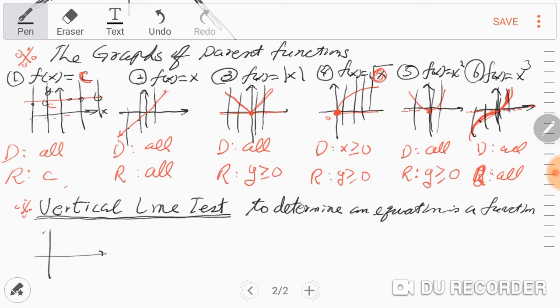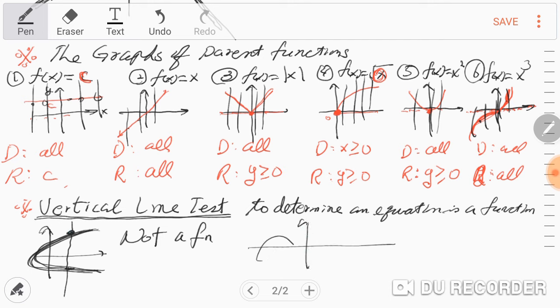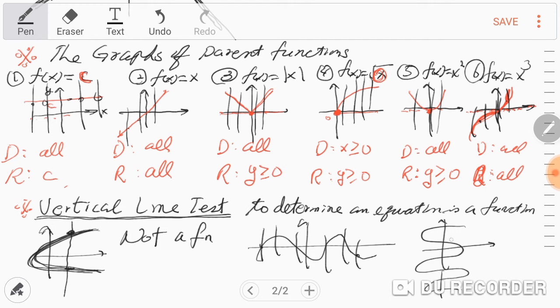So for example, how about this graph? I don't know what the equation is, but if the graph of the equation looks like this, then this is not a function, because once you draw a vertical line, it meets at two points. How about this? This is a function because if you draw a vertical line, it has only one intersection. How about this graph? Is this the graph of a function? No, this is not, because when you draw a vertical line, it has more than one intersection. So this is not a function, this is a function. So you can try the vertical line test just to verify if an equation is a function or not.